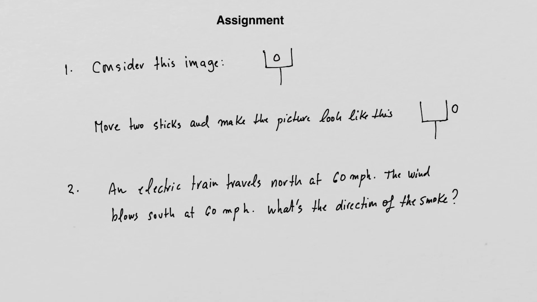The second one is fun. I have an electric train traveling north, let's say going in this direction, at 60 miles per hour. But the wind is blowing in the opposite direction at the same speed. And I'm asking for the direction of the smoke. In what direction is the smoke going? Is it going north? Is it going south? Is it steady because the wind is moving in this direction and you are going in that direction? Is it going upward? I want you to think about this.